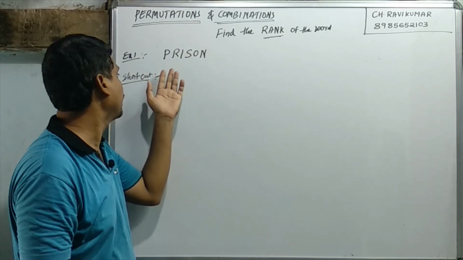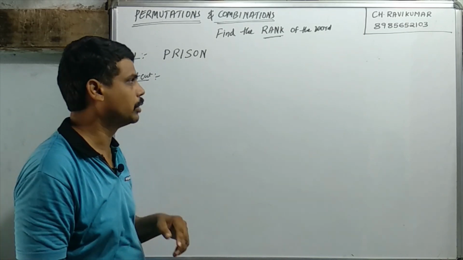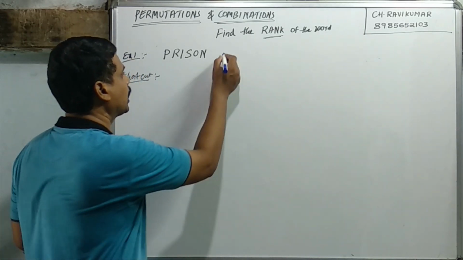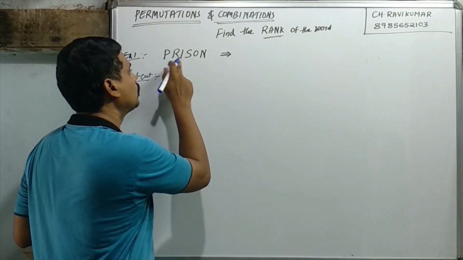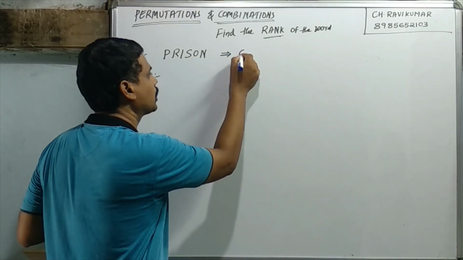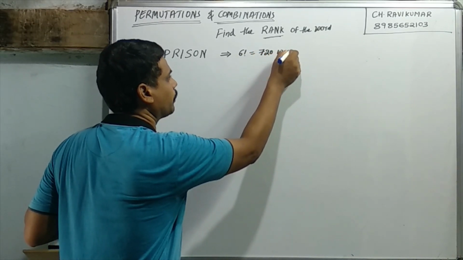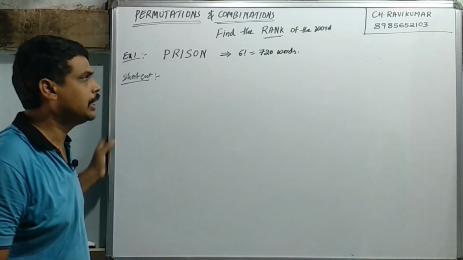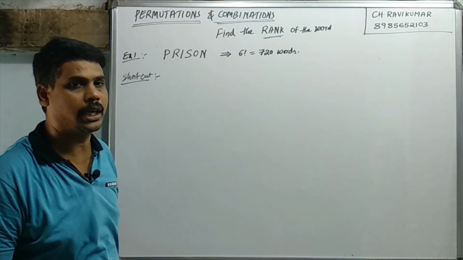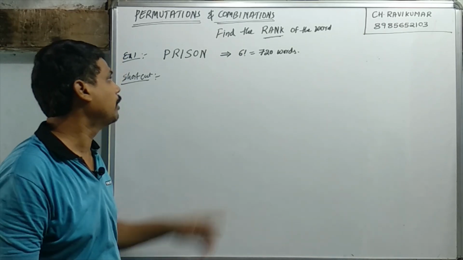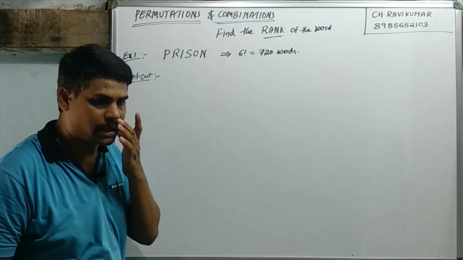So to find the rank of PRISON, how to do this one? Actually, the word PRISON has 1, 2, 3, 4, 5, 6 letters. So 6 factorial, there are 720 words. In these 720 words, you have to arrange them in dictionary order, then say what the rank of PRISON is. So what is the procedure you have to take?